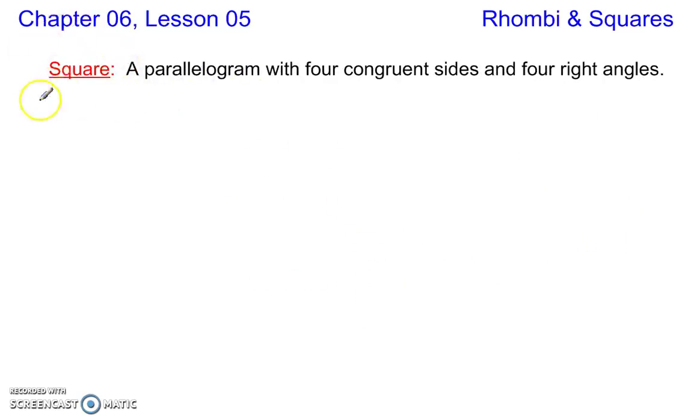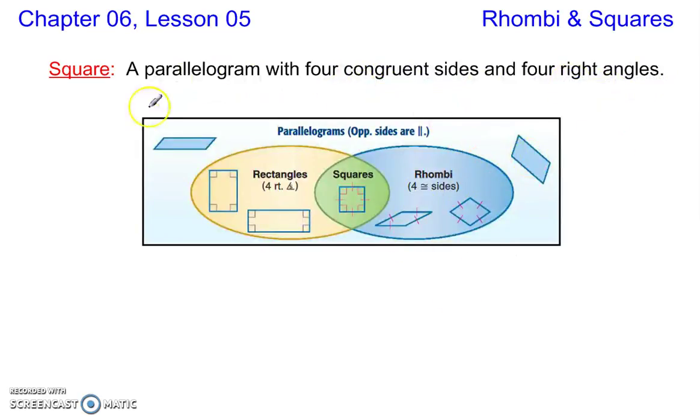A square is a parallelogram with 4 congruent sides and 4 right angles. So if you look at all the parallelograms, we've talked about rectangles. That's a parallelogram with 4 right angles. Now we talked about rhombi. That's a parallelogram where all the sides are congruent. And a square is both a rectangle and a rhombus.